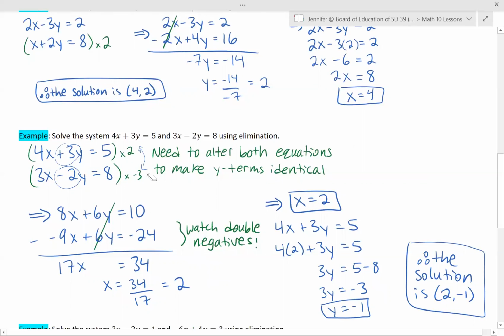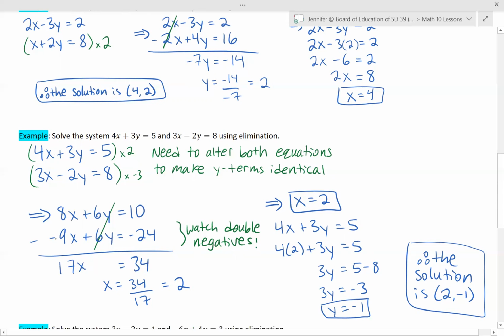And you can always play around with it just to figure out what do I have to multiply these by so that we have matching terms somewhere. So once we've done this altering, we have our new equations here, and our y terms are identical with 6y. Now we can subtract them and do our elimination. 8x minus 9x, watch for that double negative, is positive 17x. And then the 6y's, those disappear because 6y minus 6y is 0.